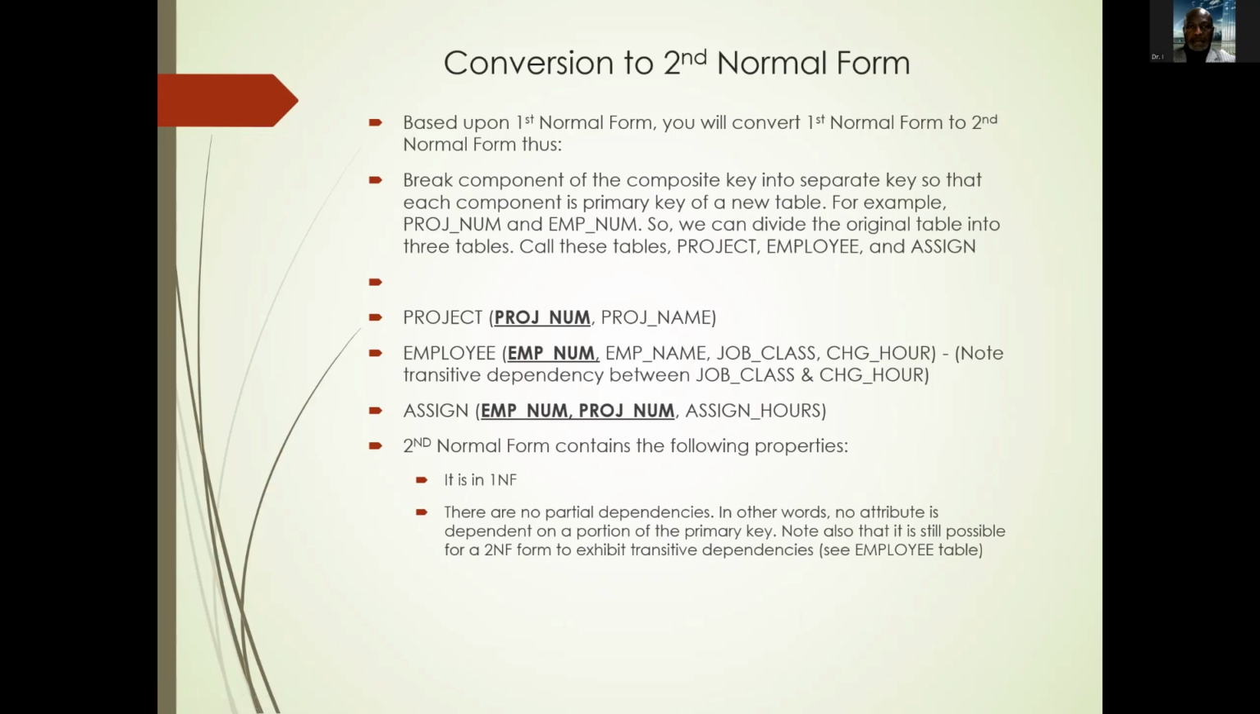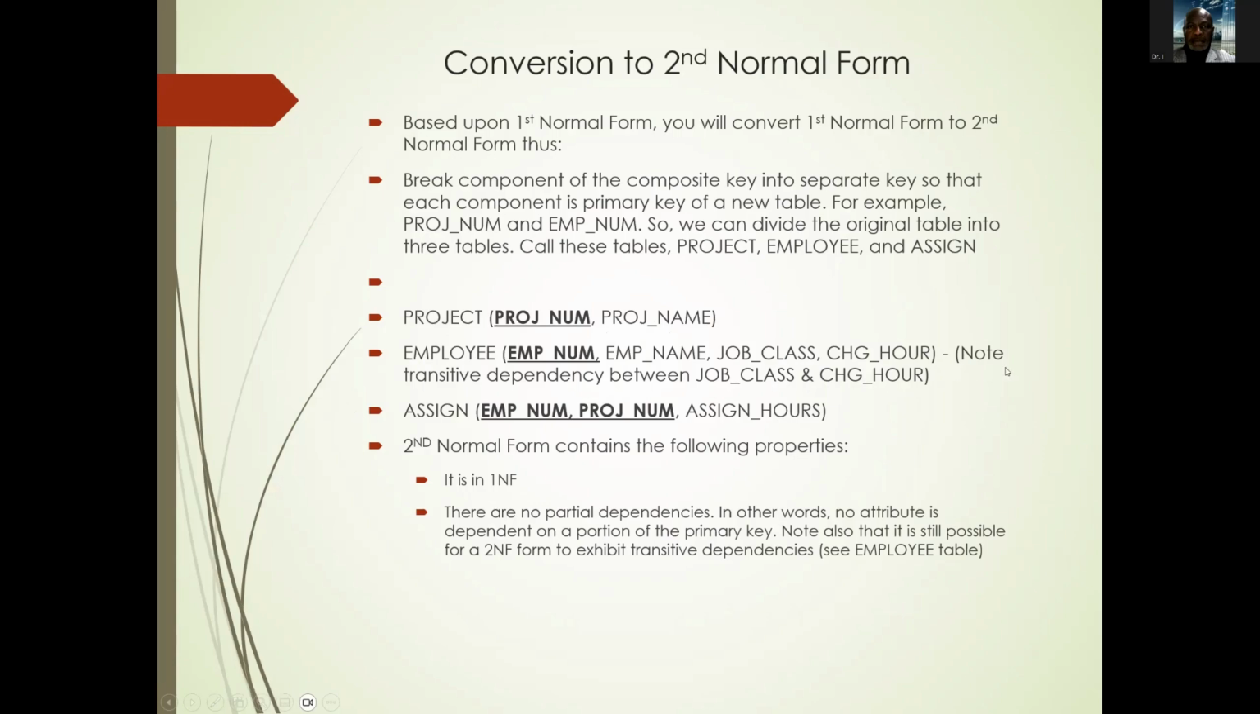For example, project num and emp num. So we can divide the original table into three tables now, which we call project, employee, and assign, right? On the project table now, we have the project num column and project name. Remember, project num now becomes the primary key of this project table. For the second one, the employee table now has emp num, which becomes the primary key, right? And then we have all the rest of the columns.